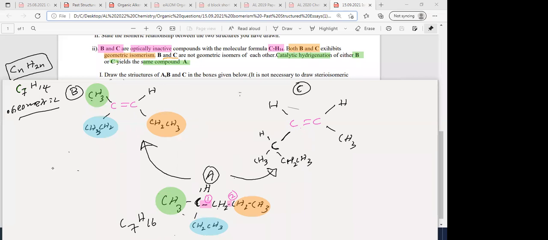Any questions? So I tried it alone and sent it through WhatsApp. I predicted A by drawing B and C. Okay, very good, Ishara. Right, okay.